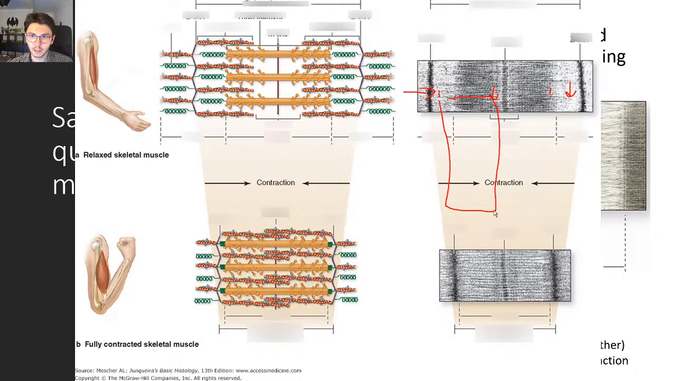Let's see if I can hide these things. Yeah. So as we can see, this is an uncontracted sarcomere, uncontracted muscle. Once you get the contraction, they overlap. You see the thick filaments, they overlap like this. And when they overlap, they become really close. The I bands are no longer there. The I space is no longer there. And the Z lines are still there. And we have the thick filaments.